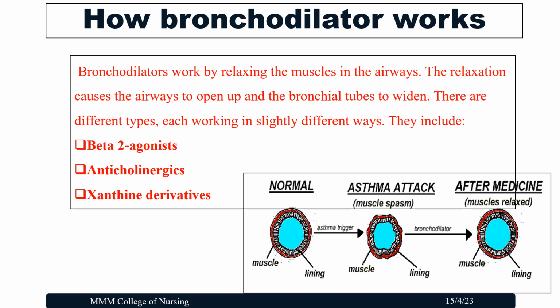How do bronchodilators work? Bronchodilators work by relaxing the muscles in the airway. They help to relax the smooth muscles of the airway. The relaxation causes the airways to open up and the bronchial tubes to widen. There are different types of bronchodilators which work in slightly different ways. The classification of bronchodilators includes beta 2 agonists, anticholinergics and xanthine derivatives.